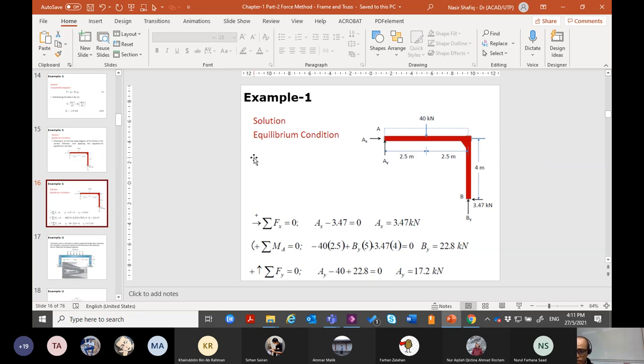So this is the simple example: after removing the redundant force, because the degree of indeterminacy was 1, there was only one redundant, and after calculating the redundant BX, we can calculate the other reactions. In the same way, once we have all the reactions, we can calculate the bending moment and shear force at any point. Because all reactions are known, the bending moment and shear force diagrams can be drawn.